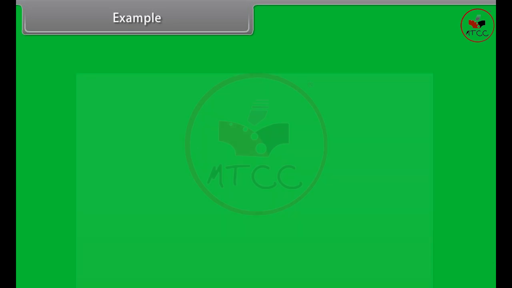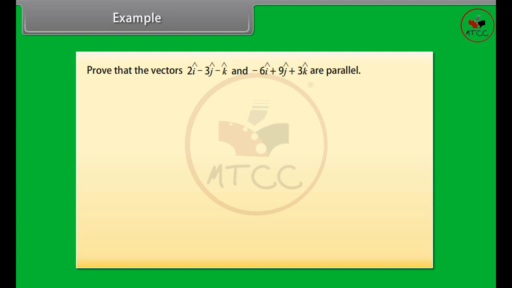Example: prove that the vectors 2i minus 3j minus k and minus 6i plus 9j plus 3k are parallel. Solution: the given vectors will be parallel if the cross product is 0.